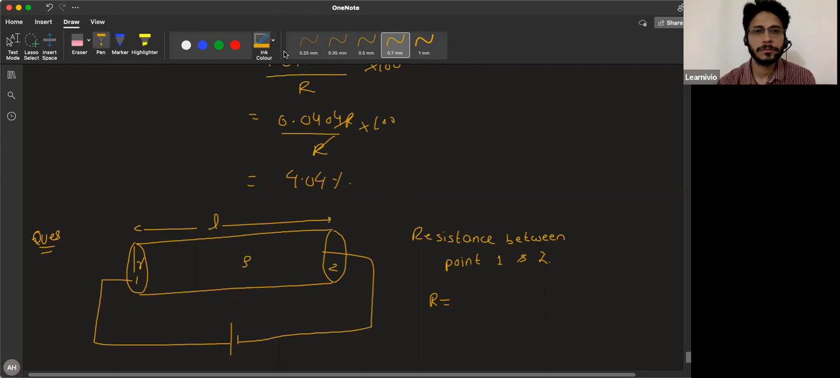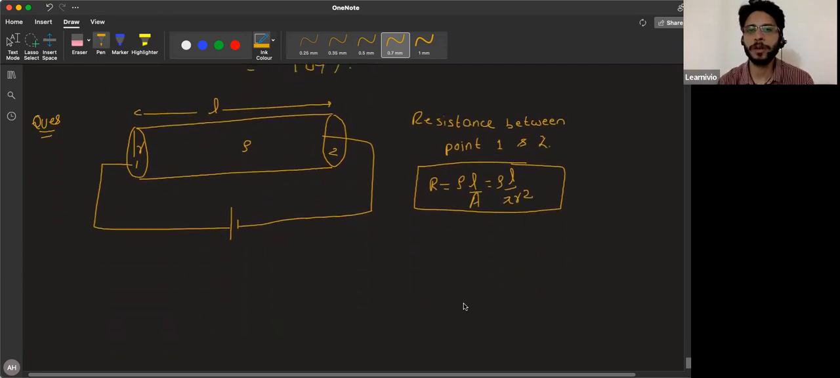Sir, R is equal to rho L by... So resistivity is rho, length of the conductor is L, and the radius of an end is R. So the area of cross section is pi R square. So this is the resistance, rho L by pi R square. That's the resistance of the conductor.